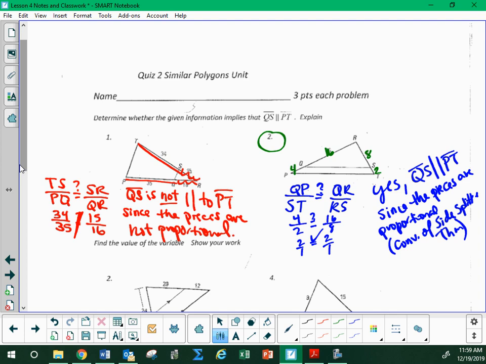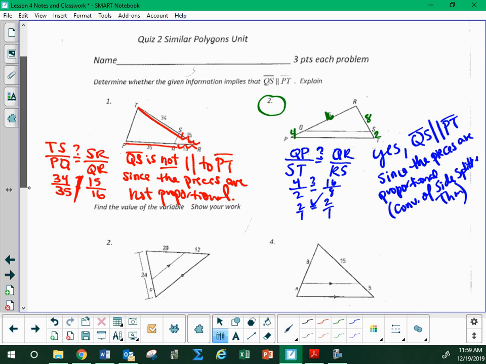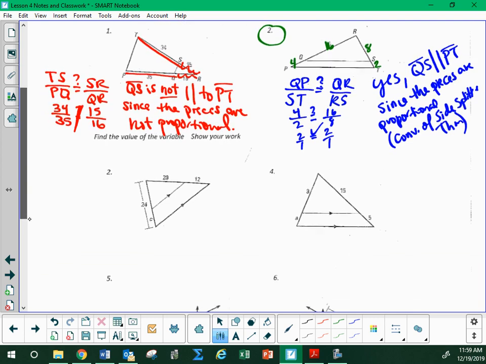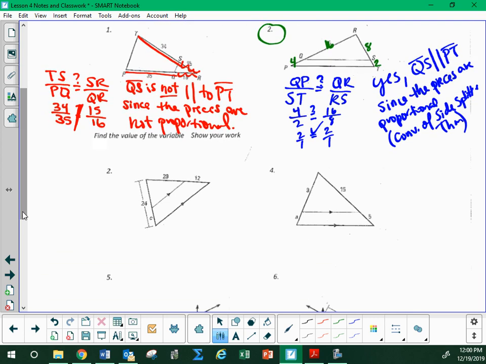All right, do we have any questions on 1 or 2? Okay. So let's take a look at number 2, because I don't know where 3 went. It says find the value of the variable, show your work. So here they don't tell us if these triangles are similar, and they're not asking us to prove parallel. They gave us that they're parallel here. So we have parallel. That means I can use side splitter.